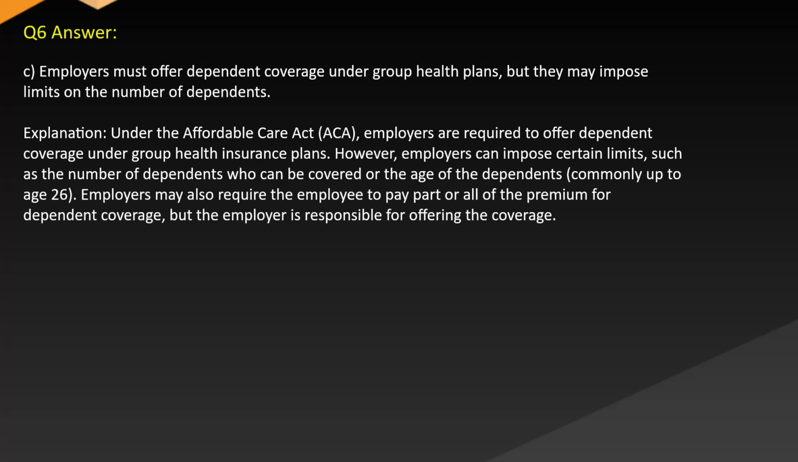Answer: C. Employers must offer dependent coverage under group health plans, but they may impose limits on the number of dependents. Explanation: Under the Affordable Care Act, ACA employers are required to offer dependent coverage under group health insurance plans. However, employers can impose certain limits, such as the number of dependents who can be covered or the age of the dependents, commonly up to age 26. Employers may also require the employee to pay part or all of the premium for dependent coverage, but the employer is responsible for offering the coverage.